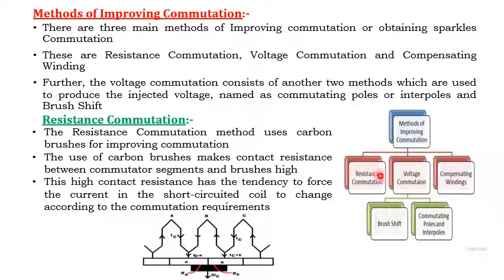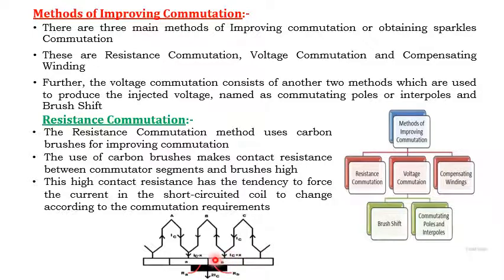First consider resistance commutation. The resistance commutation method uses carbon brushes for improving the commutation. So in this method, the carbon brushes are used for improving the commutation process, and the use of such carbon brushes makes the contact resistance between the commutator segment and the brush higher. That means it provides a higher resistance between the brush and the commutator segment.